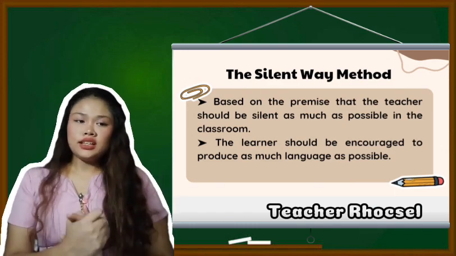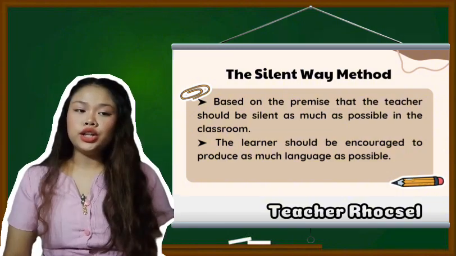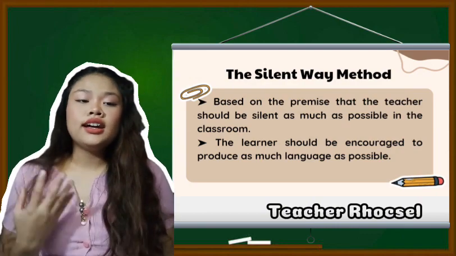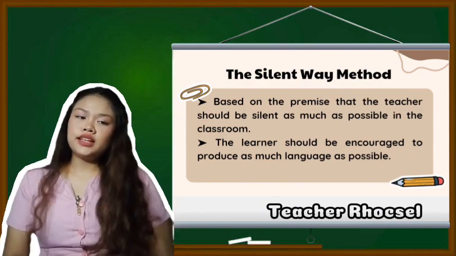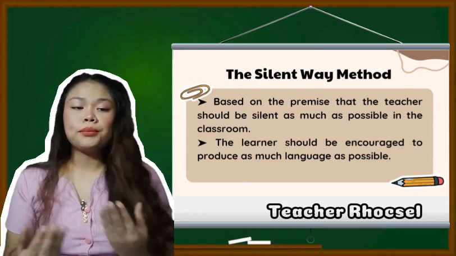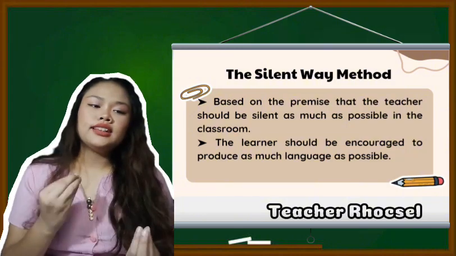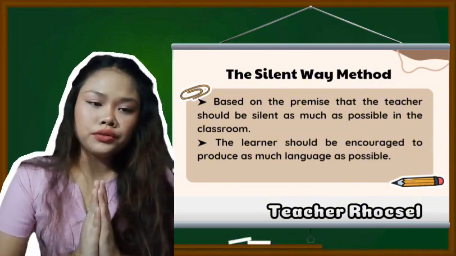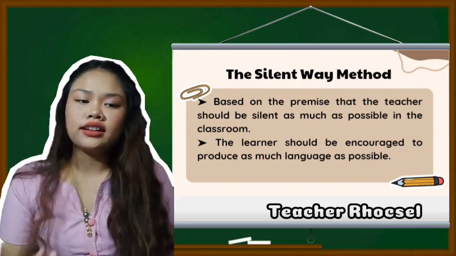The students' roles are: the students are expected to develop independence, autonomy, and responsibility. Second, students are expected to participate in the class actively. And lastly, students are involved in verbal interaction and peer correction activities.